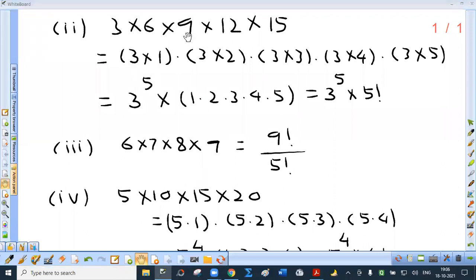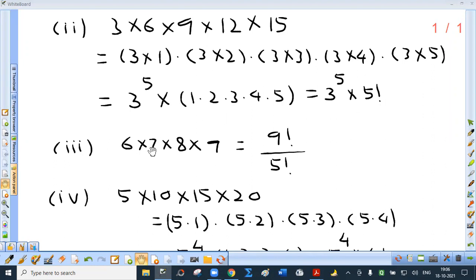Second, 3 into 6 into 9 into 12 into 15. 3 is 3 into 1, 6 is 3 into 2, 9 is 3 into 3, 12 is 3 into 4, 15 is 3 into 5. 3 into 3 how many times? 5 times. So 3 raised to 5 into 1 into 2 into 3 into 4 into 5. Product of first 5 natural numbers, 5 factorial.